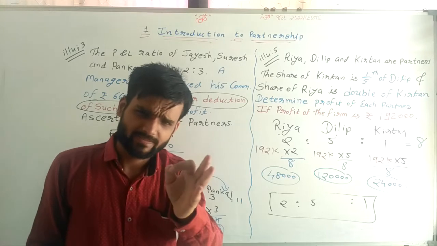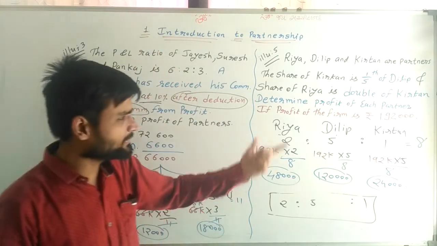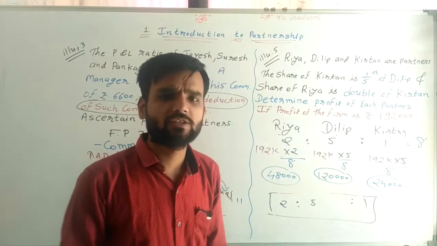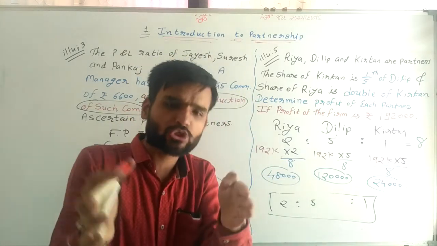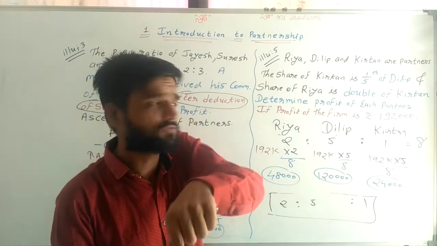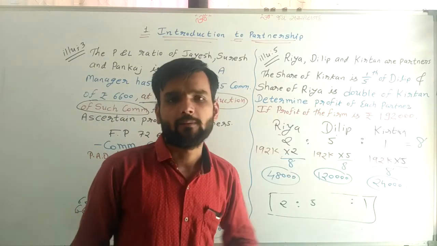Here directly the P&L ratio is not given, indirectly information is given, and on the basis of that information first of all we need to find the P&L ratio, and then distribute the profit among the partners.